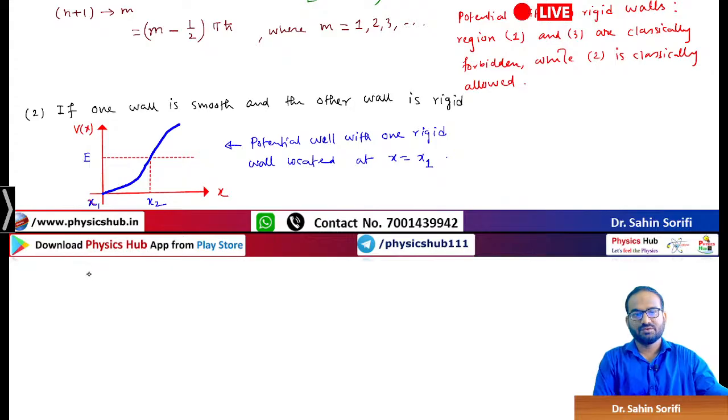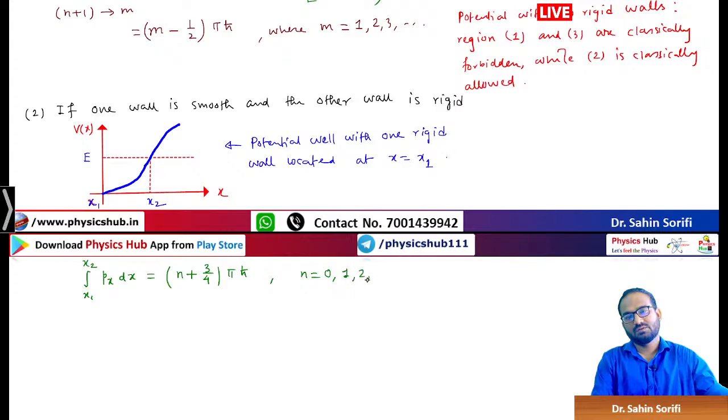So for this case, the formula will take the form: integration x1 to x2 of p dx, where p is the momentum, is equal to (n plus 3 by 4) pi h cut. We do not need to do this proof. You just need to remember the formula: n plus 3 by 4 pi h cut, where n starts from 0, 1, 2, 3 and so on. Now let's say if this n doesn't start from 0, it starts from 1. So as I told you, what we have to do, we have to replace n plus 1 by m.